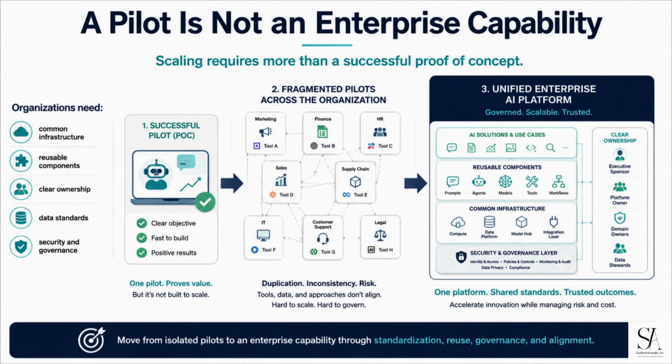Scaling requires an operating model as well as technology. Common infrastructure, reusable components, clear ownership, data standards, security controls, governance, and defined responsibilities become increasingly important. Organizations must also decide which components should be standardized and which should remain flexible as the technology changes. The 12th limit is human capability and workforce readiness.